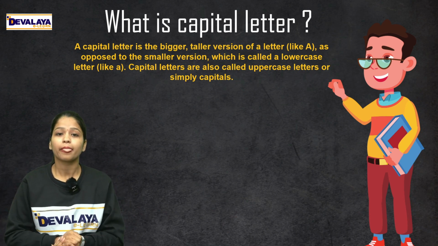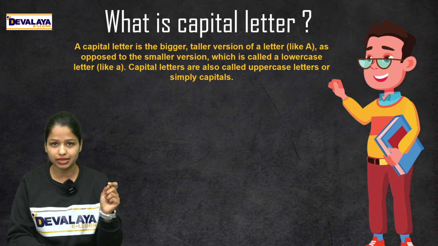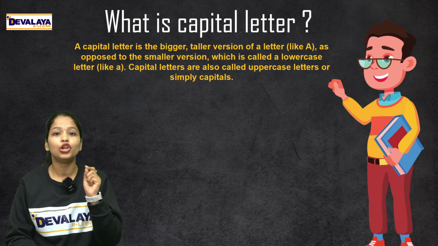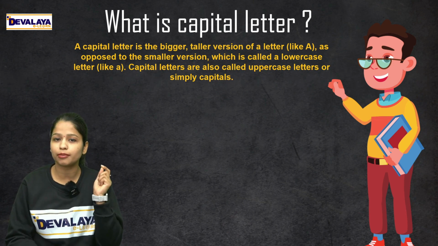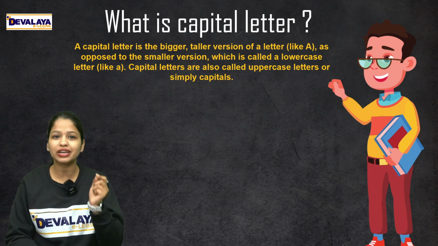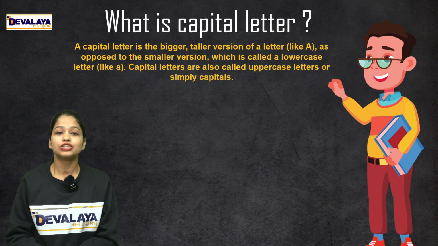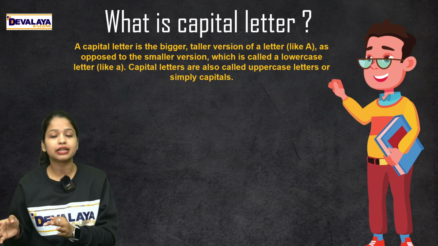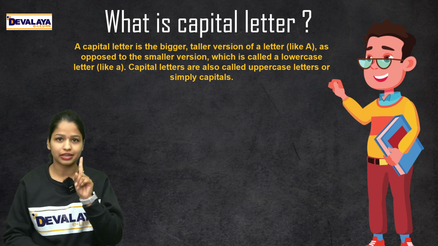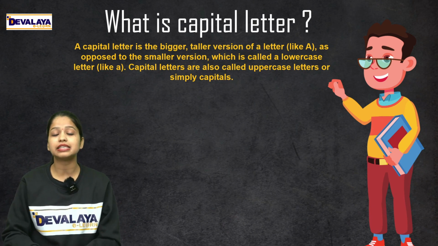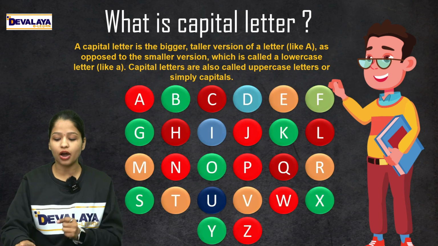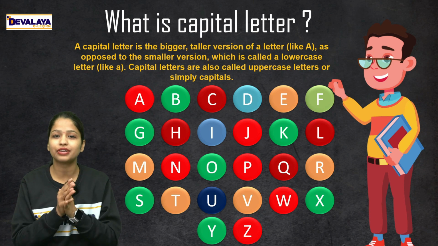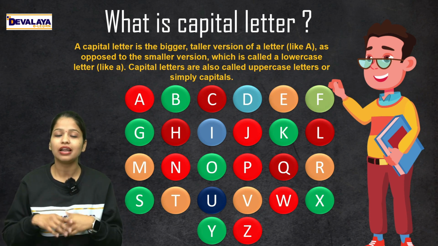Uppercase letters. And when we're talking about small letters, at that time we can also refer to the small letters as lowercase letters. Come on, repeat it with me. Lowercase letters. Very good. So we can call capital letter as uppercase letter and small letter as lowercase letter. That is the first thing. Then the next thing is simply capitals. Now we are going to move forward, and these are all uppercase letters. These are all capital letters.